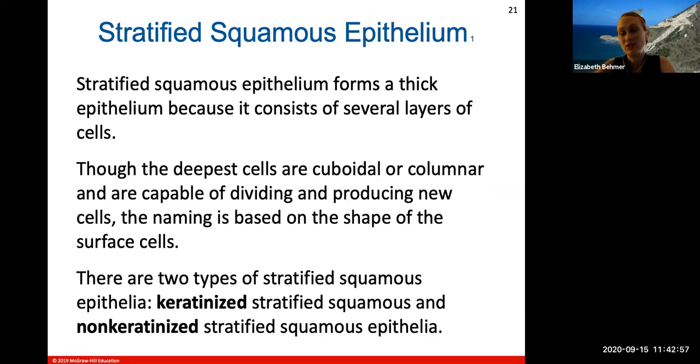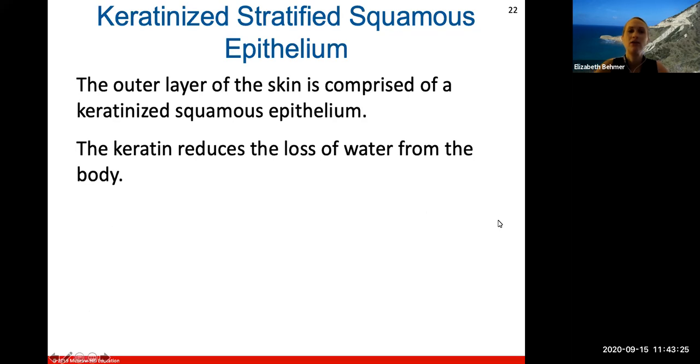Okay, then get into the stratified squamous layers. Stratified just means more than one layer, so several layers thick. So these will be several layers of squamous shaped cells. The deepest cell layers might be cuboidal, but again, all epithelia are named for the shape of their cells at the exposed surface. There's two types of stratified squamous: keratinized or non-keratinized. Keratinized is when the outer layer is comprised of a keratin layer, and keratin fills up those outer layer cells. It's a protein that helps to reduce water loss in the body.